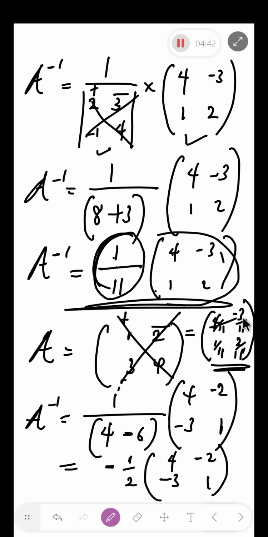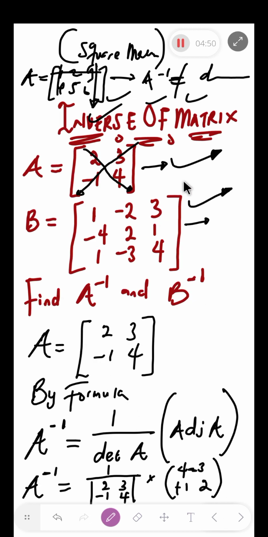That's scalar multiplication. So that's how it works for 2 by 2. Mostly in JAM questions, you only see a 2 by 2 matrix, and then you are asked to find the inverse. Nobody will give you a 3 by 3 and ask you to find the inverse. It's going to take a lot of time.